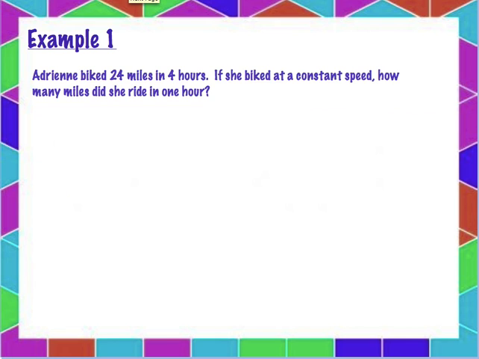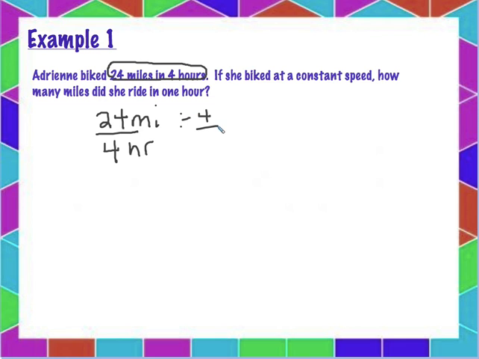So let's look at example 1. Adrian biked 24 miles in 4 hours. If she biked at a constant speed, how many miles did she ride in 1 hour? Well, we can see our rate is right here: 24 miles in 4 hours. So let's write that as a fraction: 24 miles over 4 hours. Now, as I said before, we're going to divide by 4, which is our denominator.